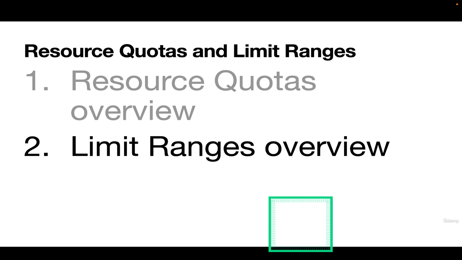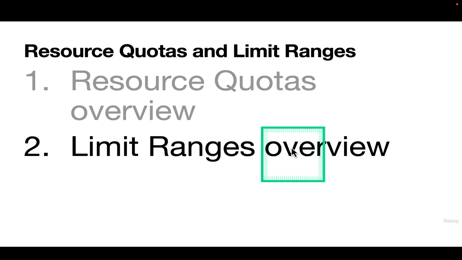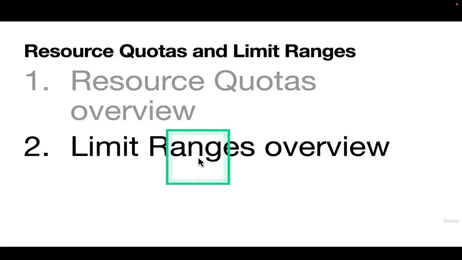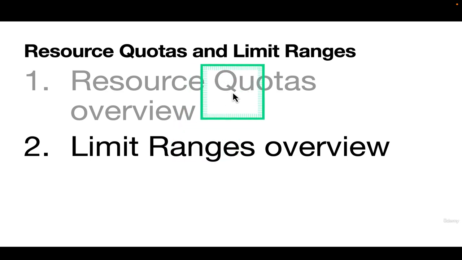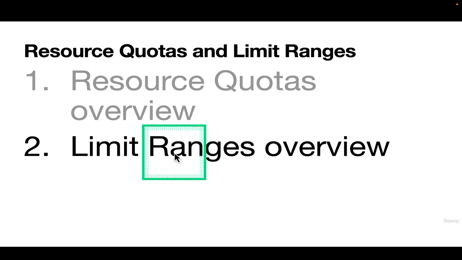Next is limit ranges. Limit ranges are Kubernetes objects that define minimum and maximum resource constraints for individual pods and containers within a namespace, ensuring consistent resource usage. So just remember, resource quota is at the namespace level and limit ranges are, just to make it easier for you, at the container level. So first you define resource quotas that are team specific.